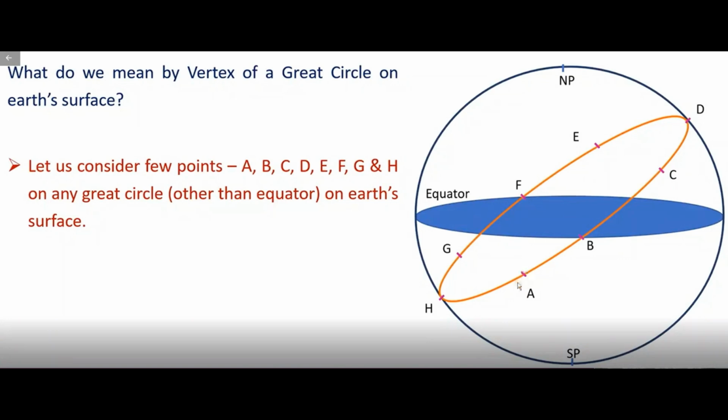So you can see point A here. The point B is where the great circle track crosses the equator. Then you have point C here. The Delta point is here. Then moving further, you have Echo, Foxtrot, Golf, Hotel.